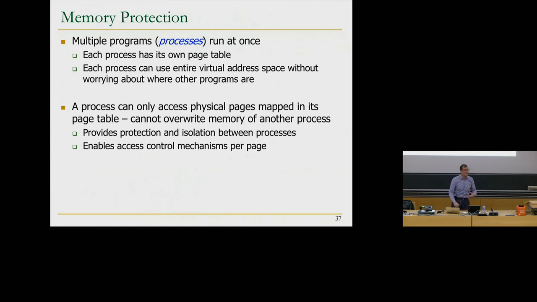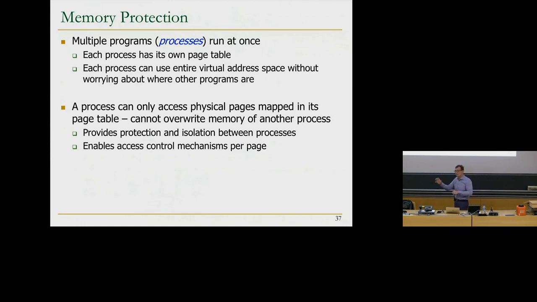And on top of that isolation, you have levels of access protection. So you can have access control mechanisms per page. Because for each page, you can specify what this particular process can do to the page. Can it read it? Can it write it? Can it execute it? This is how you can actually communicate between different processes also.